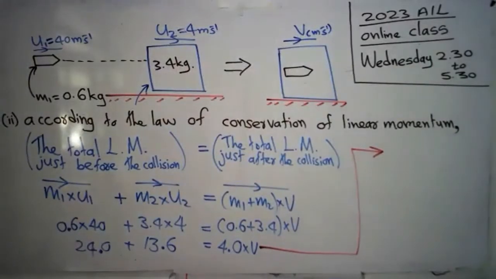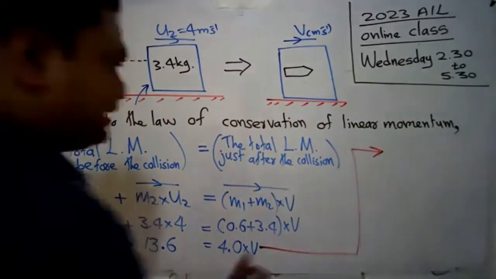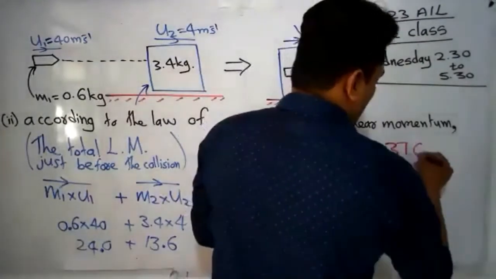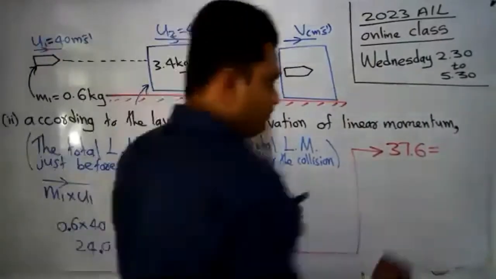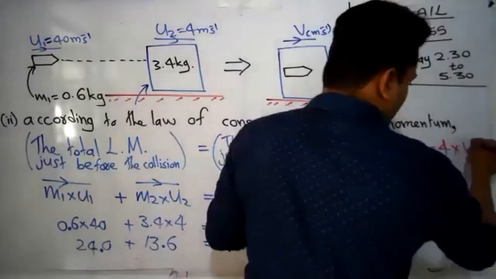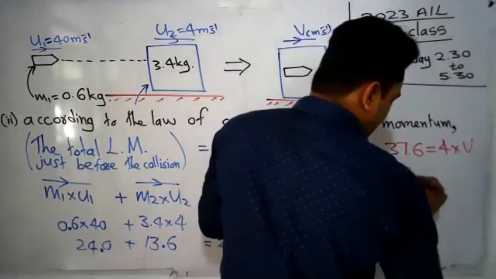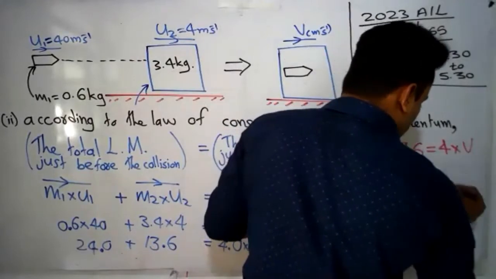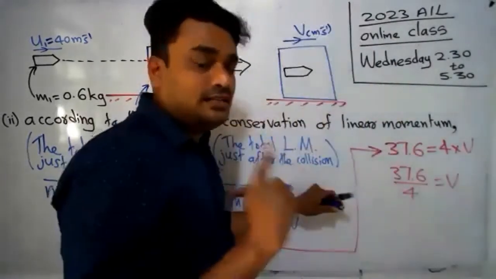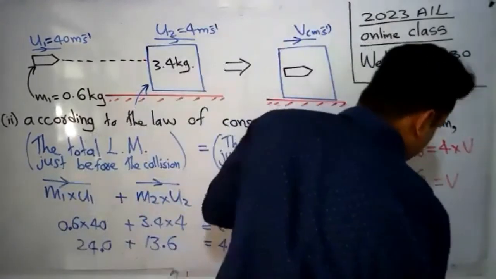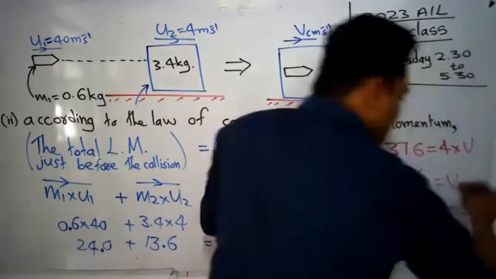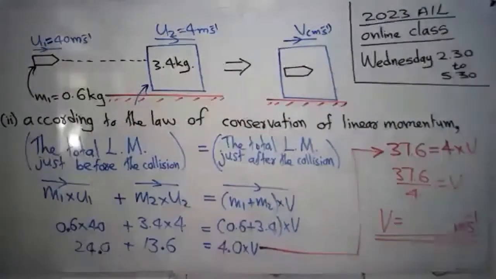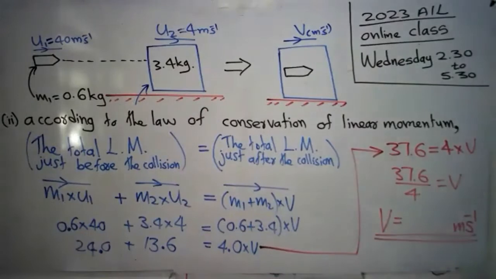24 plus 13.6 is 37.6. 37.6 equals 4 times V. If you take 4 to this side, 37.6 over 4 equals V. You must write the final answer in this format: V equals something. And you must clearly indicate the unit, meter per second.